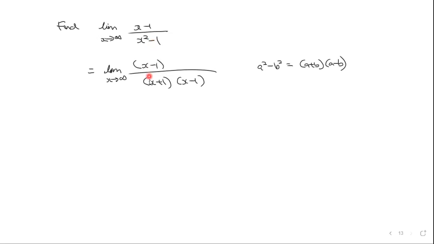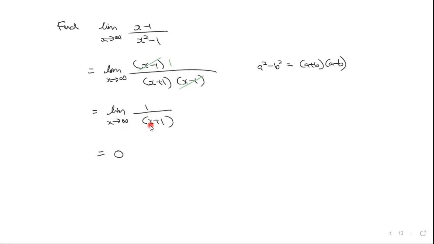And so that then factorizes, which then means that this cancels out, leaving you with 1 in the numerator. So you've got the limit as x approaches infinity of 1 over x plus 1. And now that the numerator is just 1 and the denominator gets big, this means that it will approach 0.